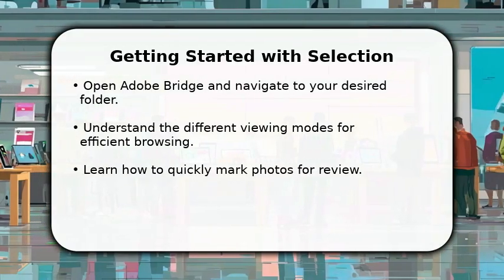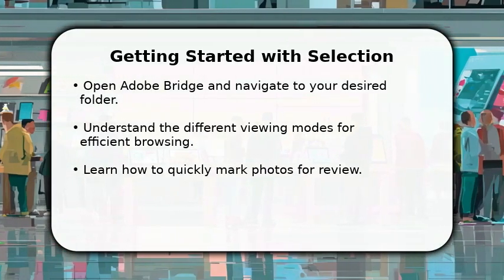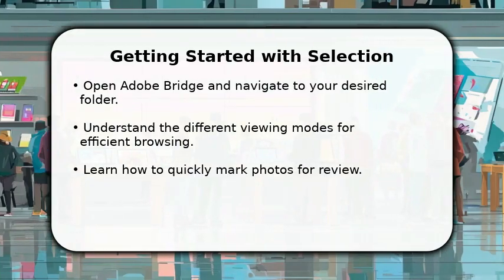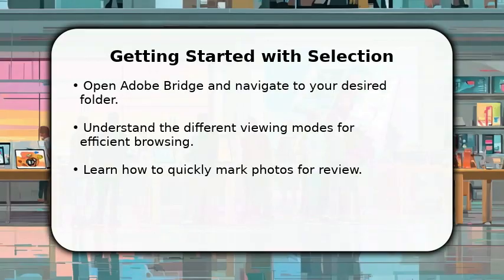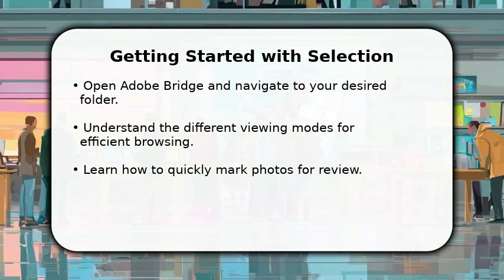To begin selecting, simply click on an image. You can also use the Control or Command key to select multiple non-contiguous photos or Shift for a range. This initial step is crucial for efficient culling.